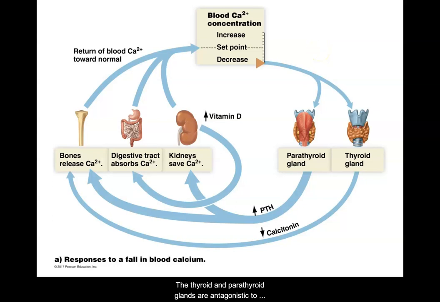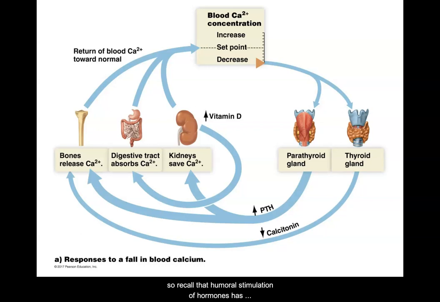The thyroid and parathyroid glands are antagonistic to each other concerning parathyroid hormone and calcitonin. What I mean by antagonistic is that one does the opposite effect of the other. And we're really talking about the absorption and the release of calcium in the blood.